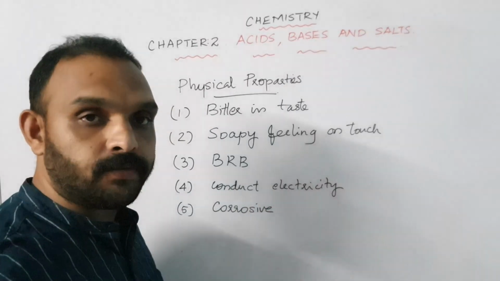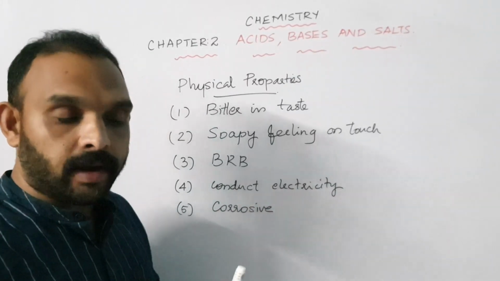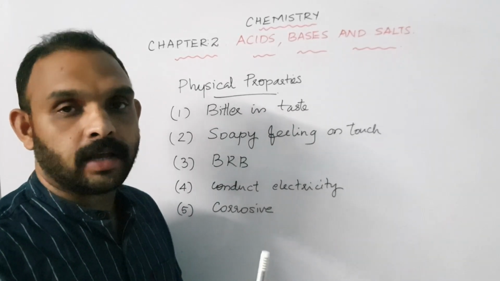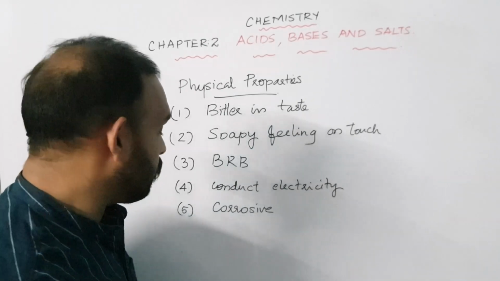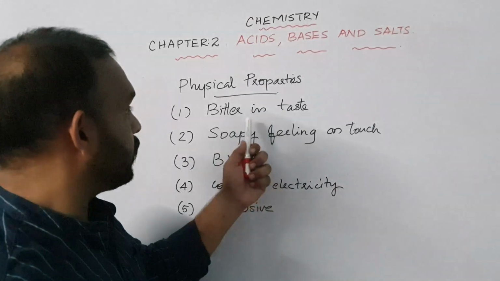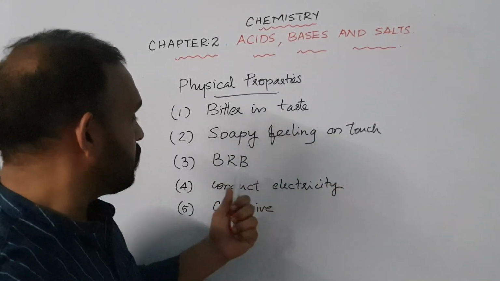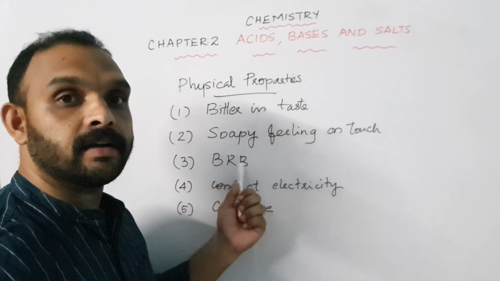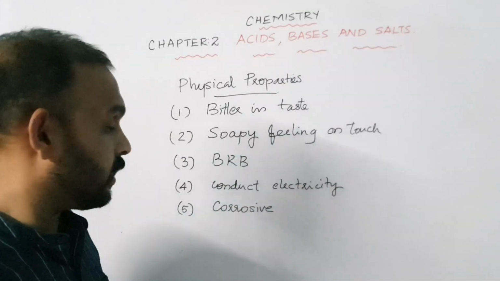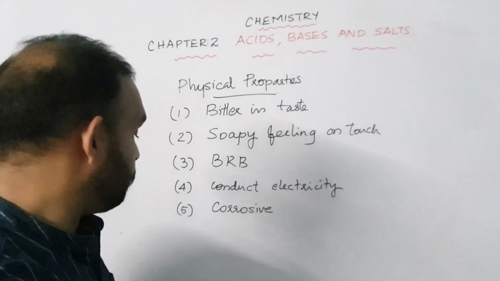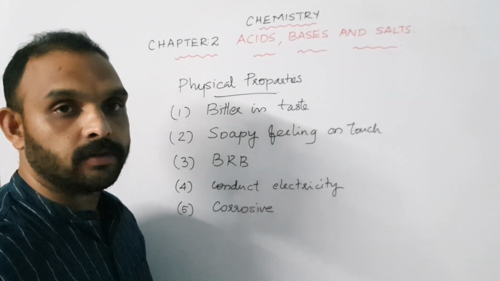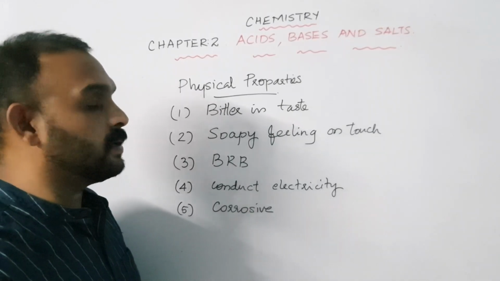Corrosive means if it falls on our body or anywhere in our clothes or books, it can cause harm. Okay, that is meant by corrosiveness. So these are the 5 physical properties of bases: bitter in taste, soapy feeling on touch, don't forget it, bases turn red litmus blue. Then, being electrolytes, they are good in conduction of electricity, and they are corrosive in nature. Clear? So these are the 5 physical properties.